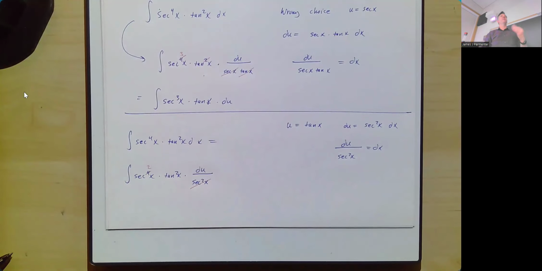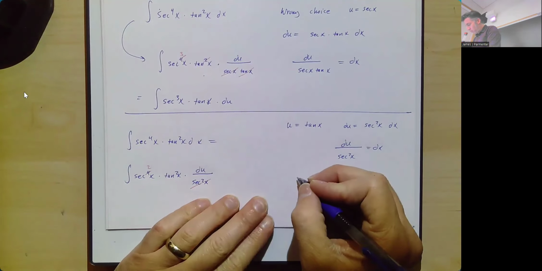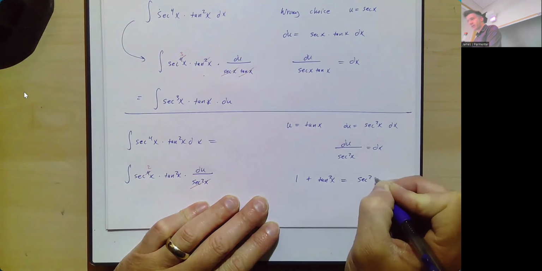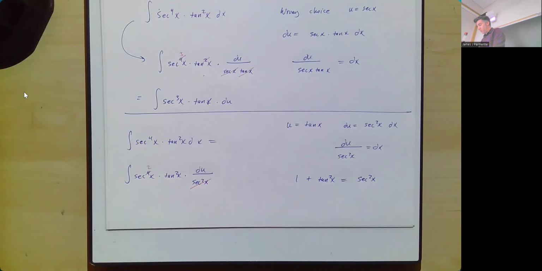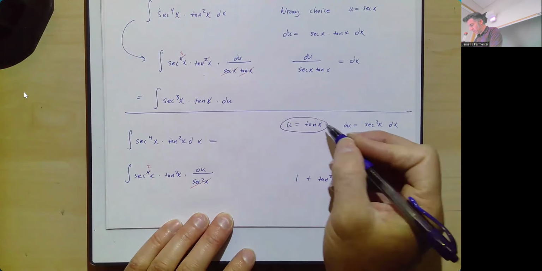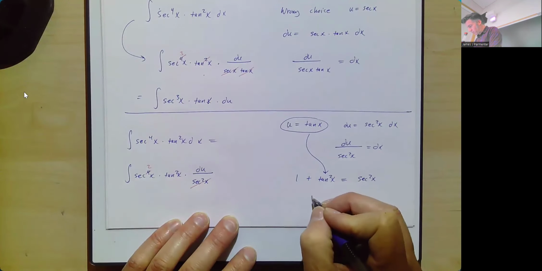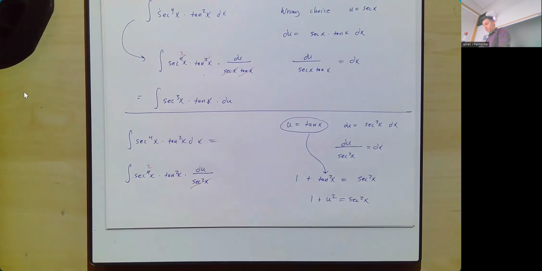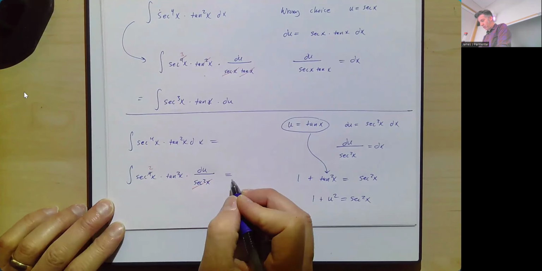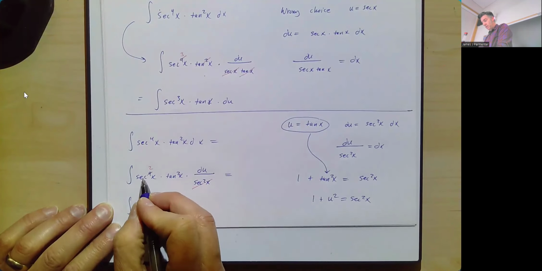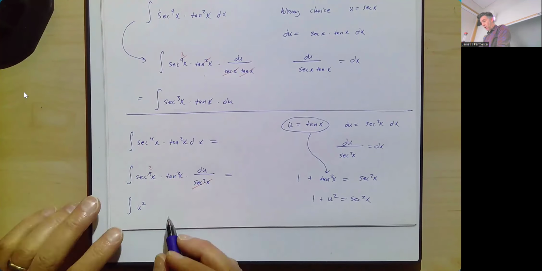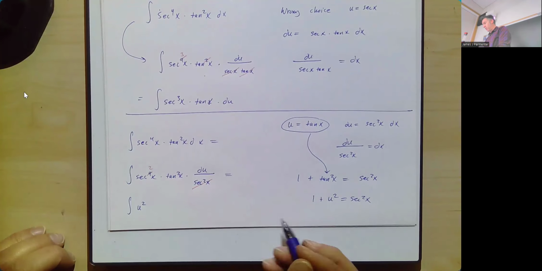If I have an even power of my trig function that I didn't pick for u left over, I can make that work because 1 plus tangent squared x is equal to secant squared x. But u is equal to tangent. So really what I'm saying is 1 plus u squared is equal to secant squared x. So then I can rewrite this integral as, well, secant squared is just u squared. Sorry, whoa. Secant squared is what?